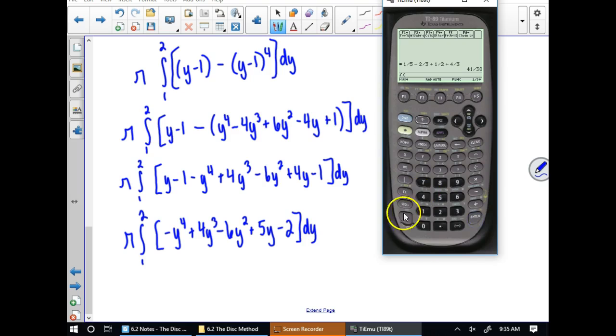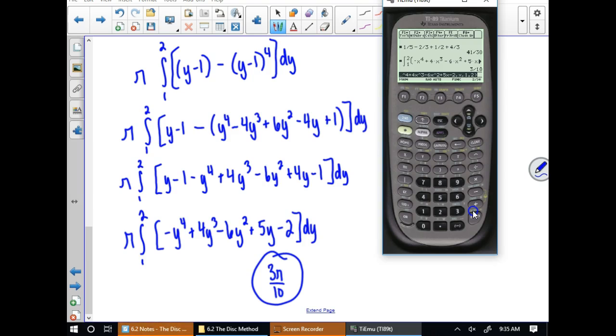So we'll have the integral of negative x to the 4th plus 4x to the 3rd minus 6x to the 2nd plus 5x minus 2, comma x, comma 1, comma 2. So we get 3 over 10. And I did not put the pi in whenever I typed that in, so it's going to be 3 pi over 10.